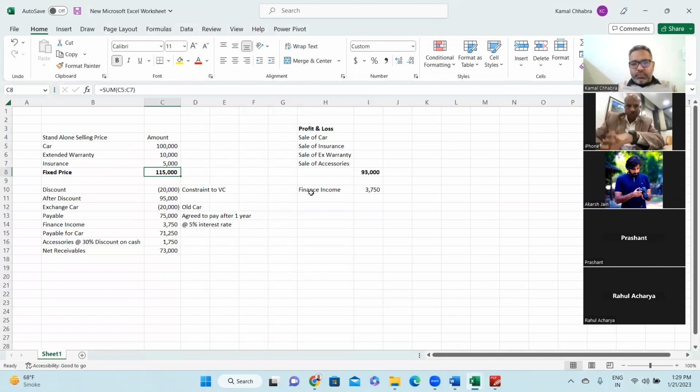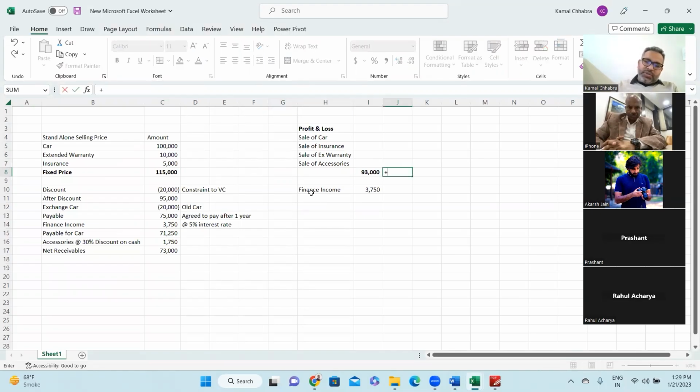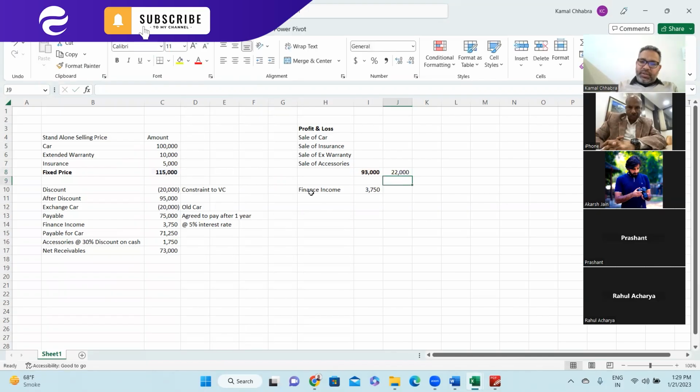If we go back to this example, let's assume the total price you have is $115,000, right? And you are recovering $93,000. So what is your discount total? This minus 93, you are giving $22,000 discount, right? Yes, sir.